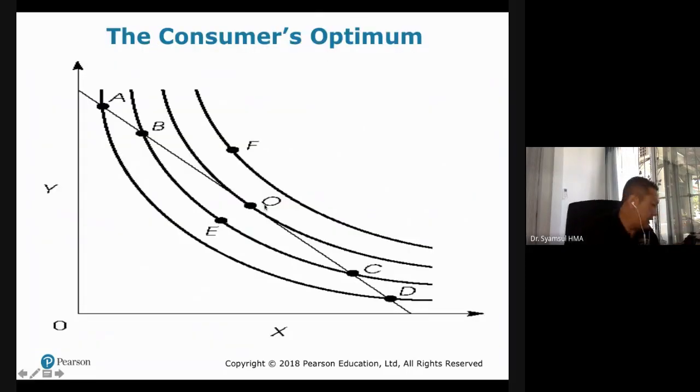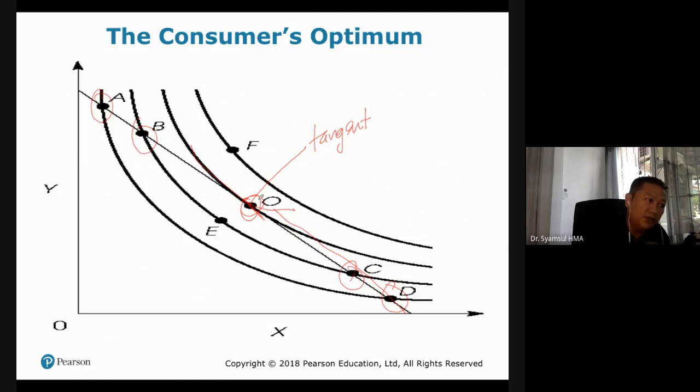So this is how it looks. We call this a tangent in mathematics. You should know this. The slope of this budget line is the same as the slope of this indifference curve. At this point the slopes are the same. This point no, this point no, this point no. So this is where the slope is the same.